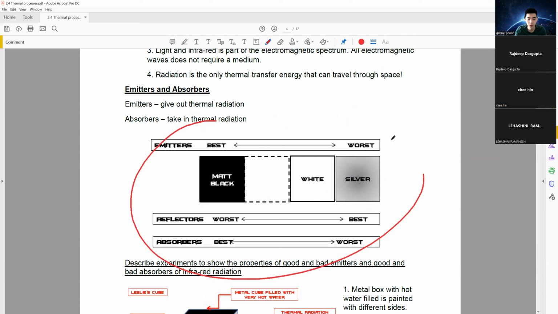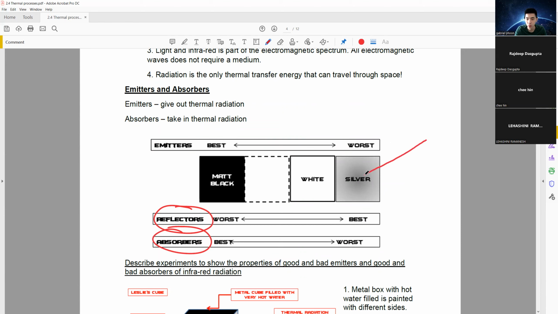And then finally, we also learned about the black, white, and silver surfaces. Mainly we talked about reflectors and absorbers, right? Silver will reflect most of the heat, whereas most of the heat emitted onto the black surface will be absorbed inwards, right? Then emitters are basically those that emit heat outwards, guys, right? So in general, if you have a good emitter of heat, it's going to emit this heat outwards.